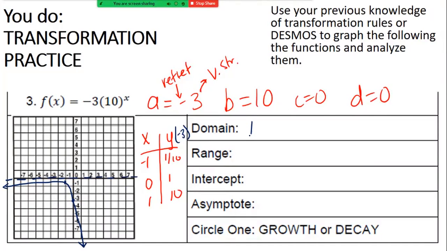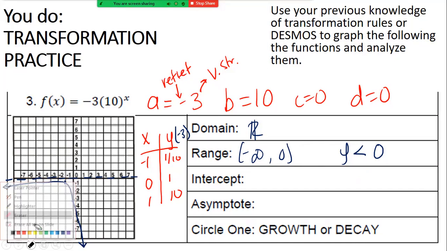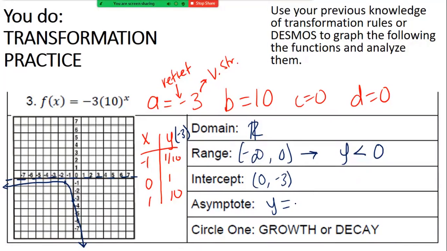Okay, so the domain here is still all real numbers. My range this time, instead of 0 being my minimum, what is 0 now? It's my maximum, right? It now goes from -infinity to 0, which means that it has to be written as y is less than 0. So instead of y being greater than 0, y is less than 0. That is an ugly arrow. Okay, my intercept is at 0, -3. My asymptote is at y equals 0.